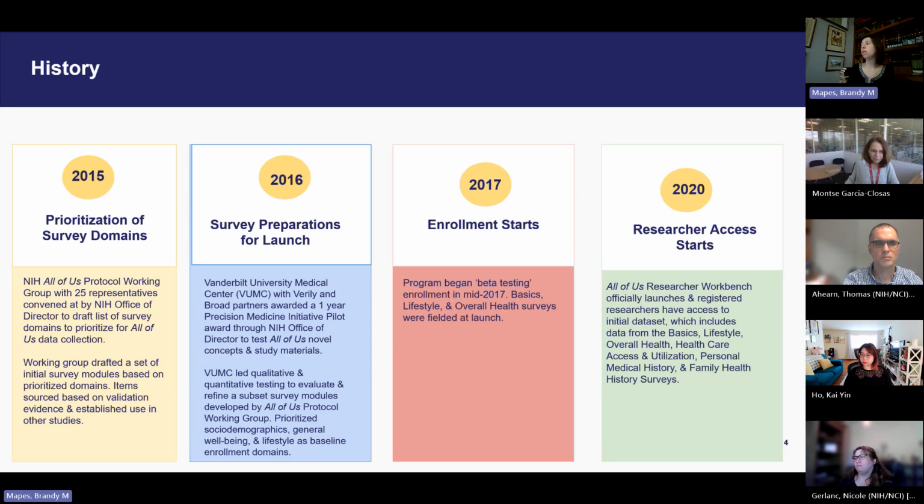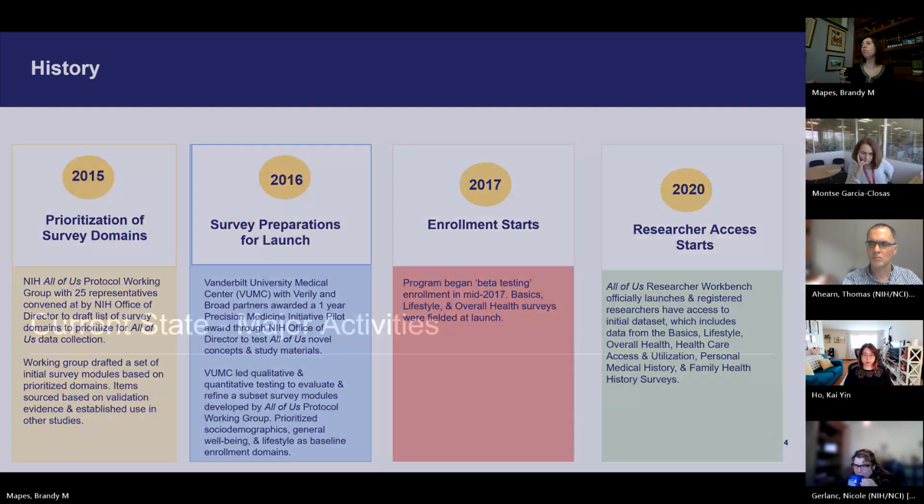And then in 2020, we launched the very first iteration of the research data set that included survey responses. So we officially launched what we refer to as the Researcher Workbench. This is a cloud-based platform where researchers can go online and use the All of Us data sets. Those data sets are compiled in what we refer to as a curated data repository, and we version those. So 2020, we launched the very first researcher version.